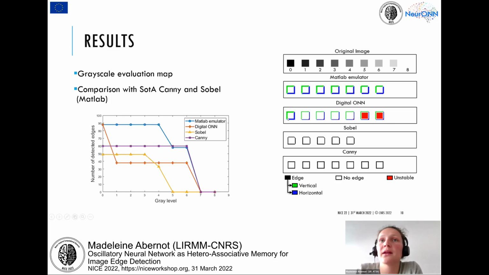And the last thing that we would like to highlight is about the number of edges we detect, because we can see that the lines are a little bit larger when considering our MATLAB emulator and the digital ONN on the black and white contrast. This is because we detect each edge twice. In this algorithm, we detect on both sides of the edge. This is why we have twice detected edges.